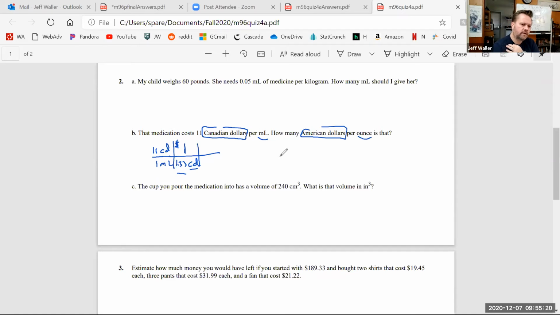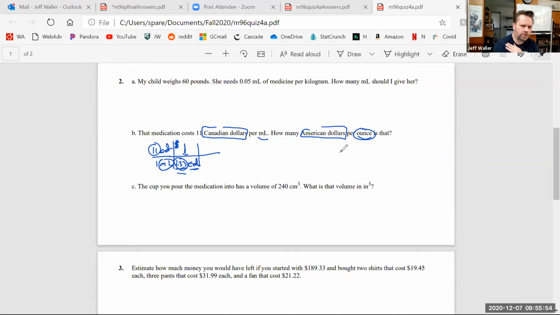If you just put the unit you want to die in the right place and the other unit you want to go to goes in the other place, you just fill in the numbers next to their unit. So 1 American dollar and 1.33 Canadian dollars. So what does this tell me to do? It tells me to take 11 divided by 1.33. But now I got to change milliliters to ounces, right?